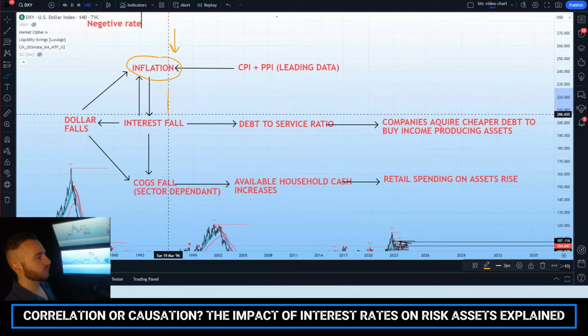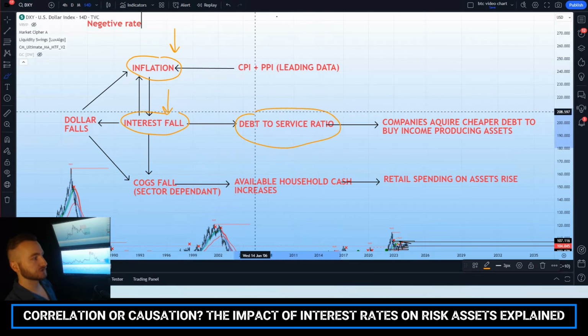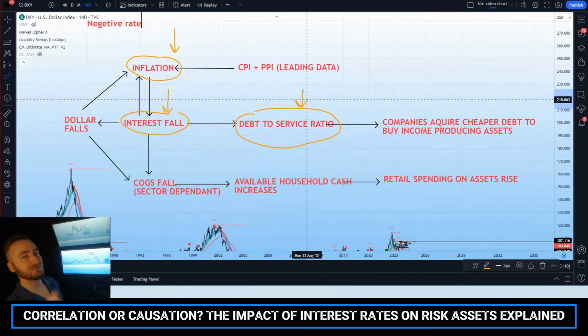So interest rates falling. What happens when the interest rate falls in value? We see debt to service ratios for companies fall. This is a massive thing, because not only does it represent that the companies will have healthier balance sheets, but what it represents is that they'll have more available cash flow to acquire risk assets because, again, their debt obligations, whether it be short-term or long-term debt obligations, decrease. So the amount of money that they need to expend on these obligations decreases, and therefore they have greater cash flows to spend on new risk assets, such as income producing assets that can actually generate income for these companies moving forward.